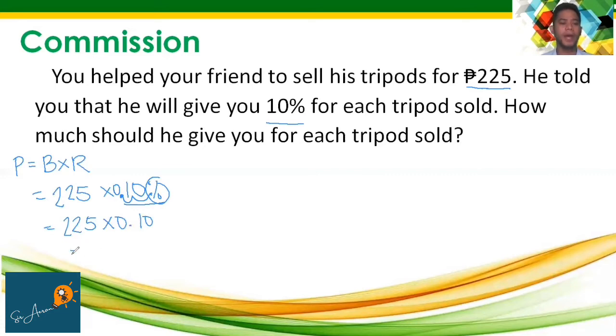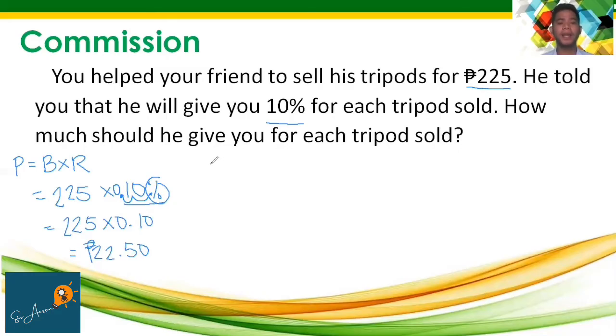Okay, so i-multiply 225 times 10 hundredths. Ang sagot ay 22 pesos and 50 centavos. Okay? So yan yung magiging commission mo sa bawat tripod na iyong maibebenta. So again, yung commission, that is the percentage. So magkakaroon ka ng 22 pesos and 50 centavos sa bawat tripod na iyong maibebenta.